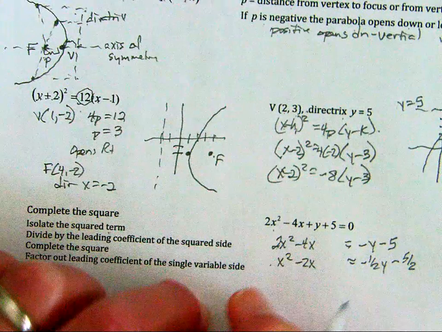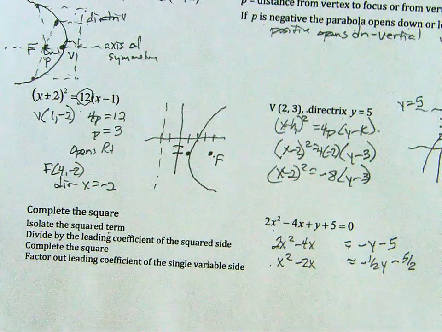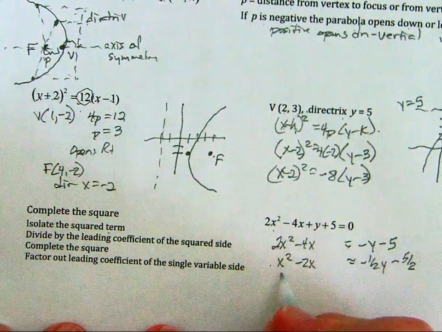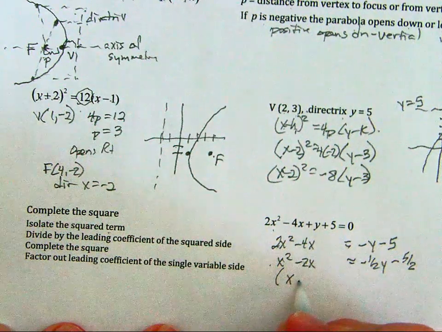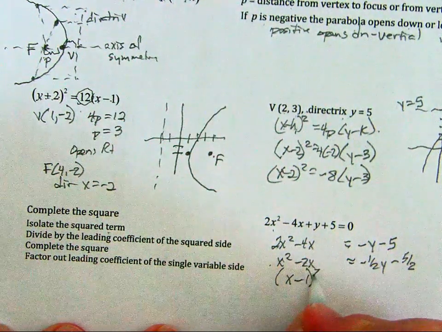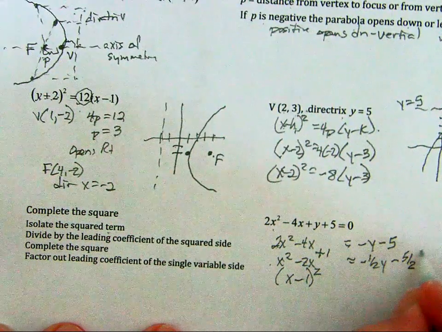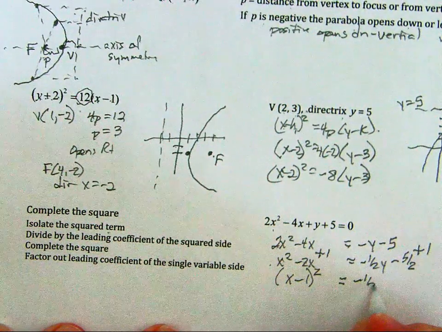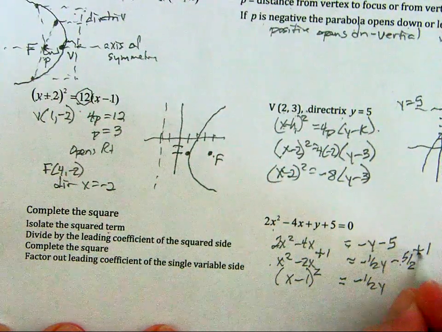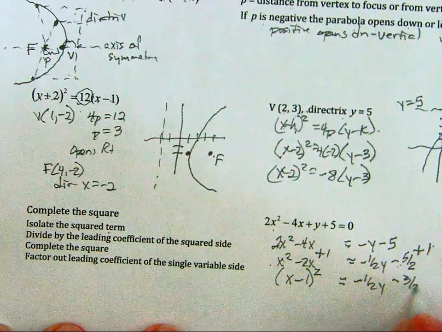If there's a leading coefficient on that squared term, we don't want to get rid of it, so we divided everything by 2. Now to complete the square, just like we did before, bring down the x. Half of the middle coefficient, half of a negative 2, is a negative 1. Squared is a positive 1, so we're going to add 1 to the left. When we do that, we also have to add 1 to the right. So now it looks like this. Negative 5/2 plus 1 is negative 5/2 plus 2/2, which is a negative 3/2.